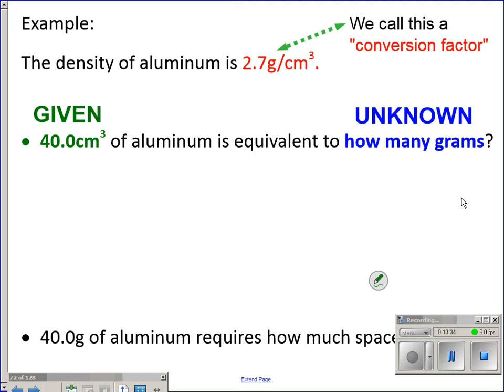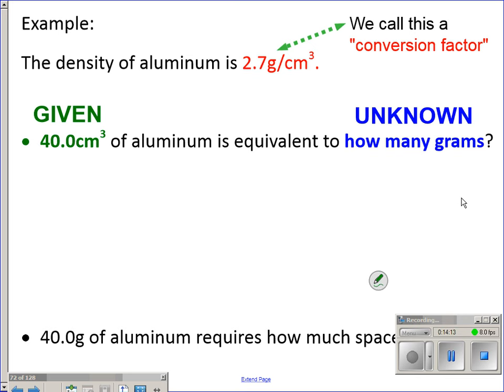So, like I said earlier, density is a conversion factor because it is written as a fraction, an equivalency fraction. I'm going to show you how we walk through this with the terms given and unknown. Our question here is how many grams does 40.0 centimeters cubed of aluminum make up? The starting point is 40.0 centimeters cubed of aluminum. We have this fun fact up here, 2.7 grams per centimeter cubed.